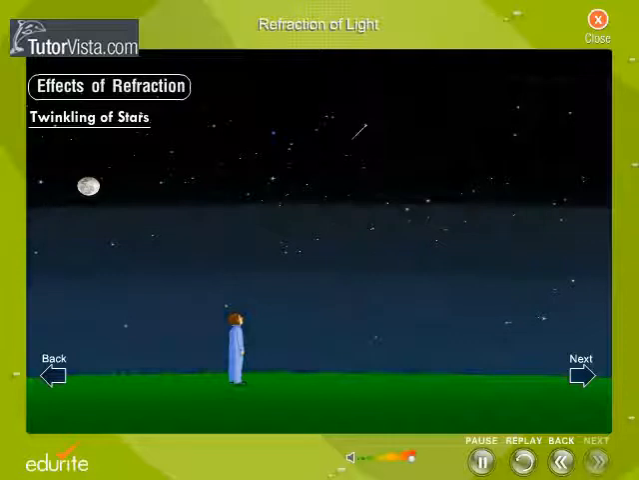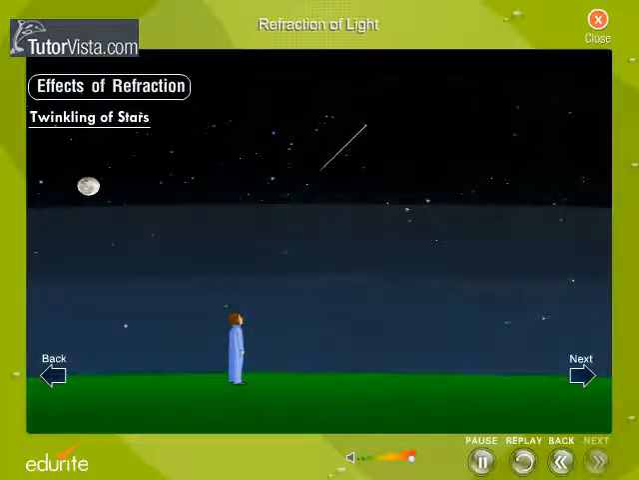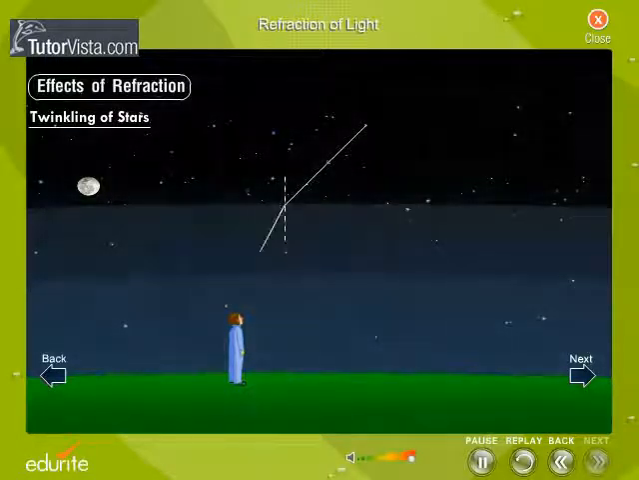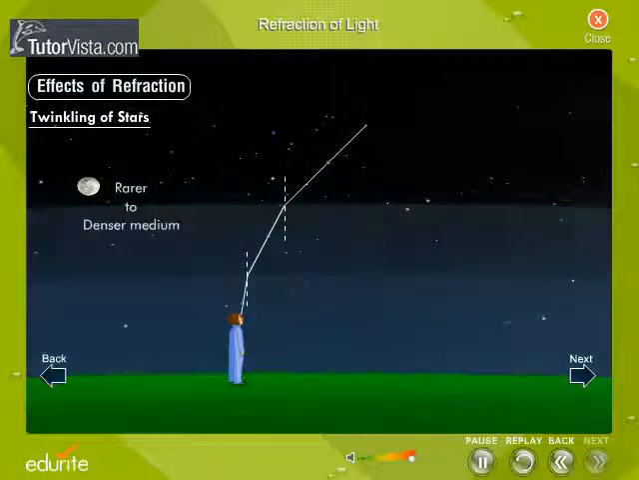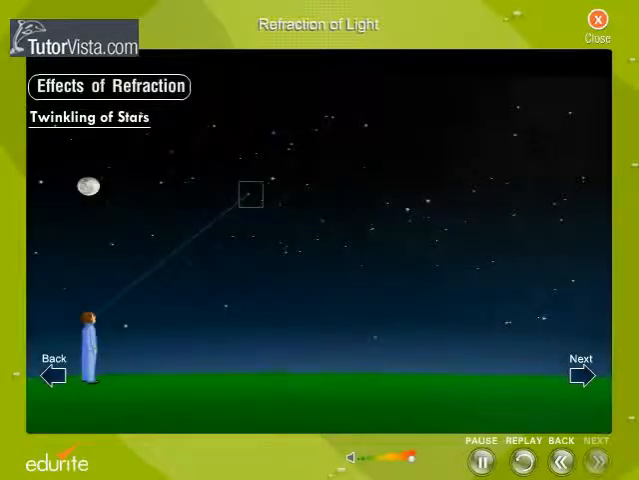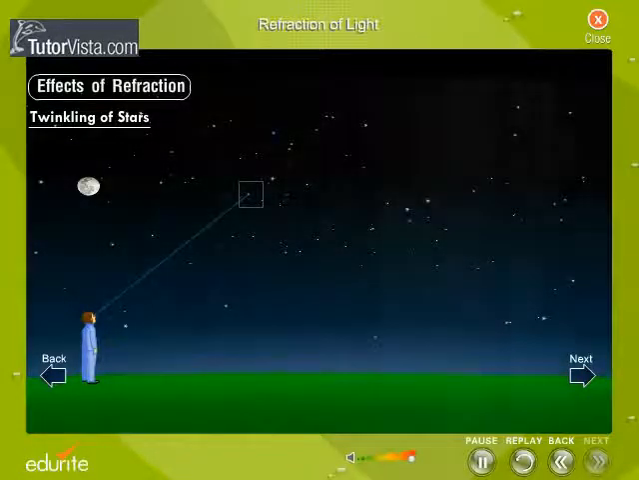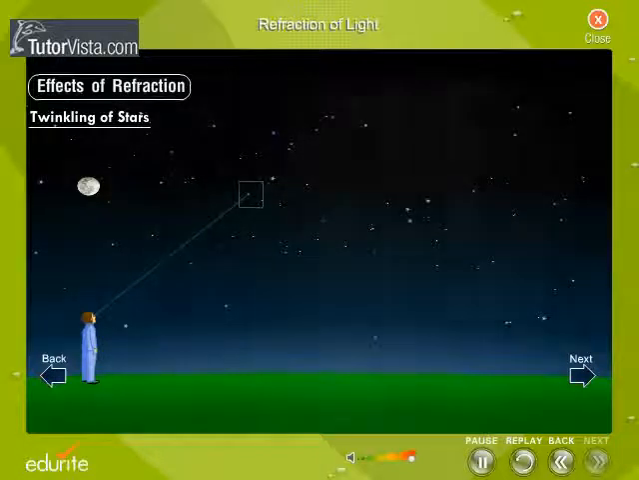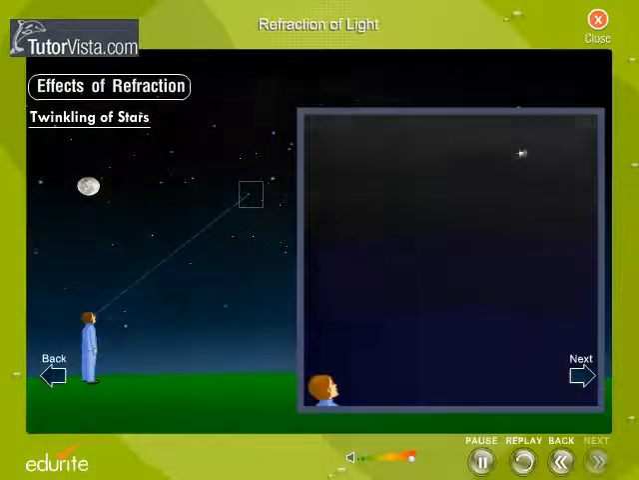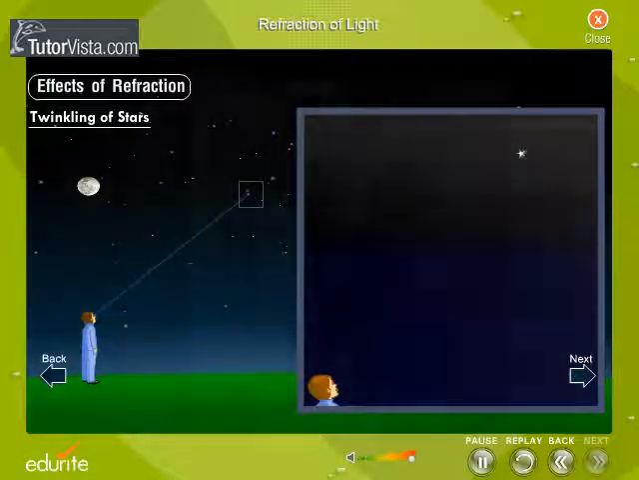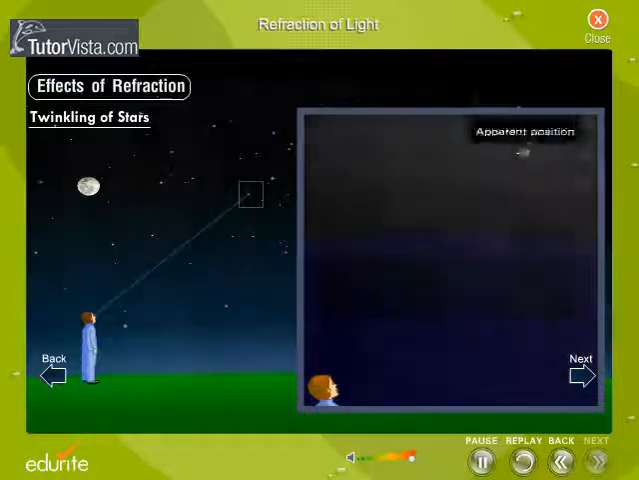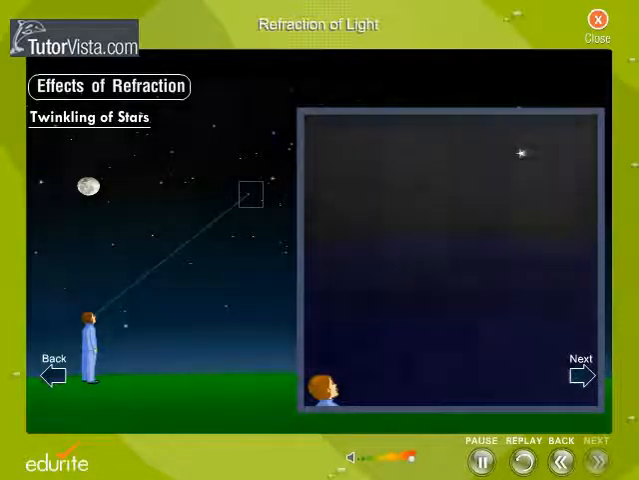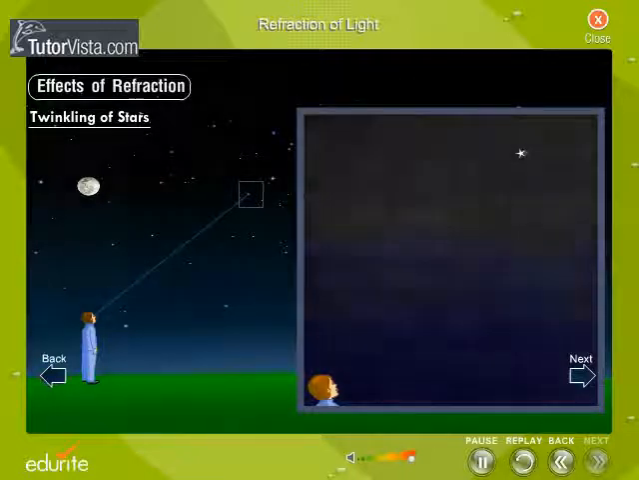The rays of light coming from the stars travel through the layers of air of varying densities. These rays get refracted continuously and they bend towards the normal as the refraction is from a rarer to a denser medium. The movements of air and convection currents cause a change in the density of the layers of air. As a result, the position of the image of the star goes on changing after every short interval. These different positions of the images formed at short intervals of time give the impression that the star is twinkling.